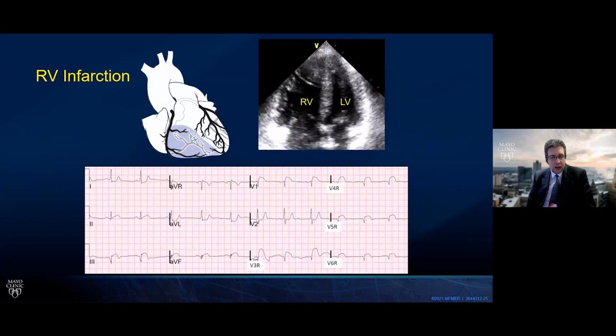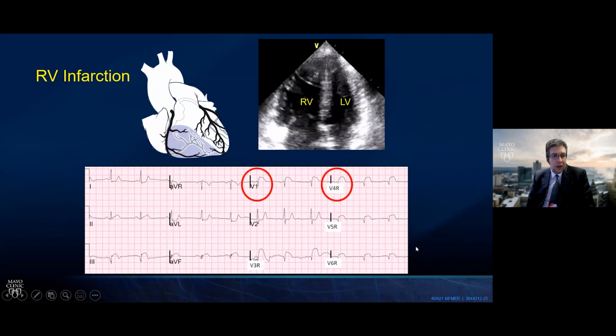What does that look like? Here we have an example of an RV infarct. You can see here circled ST elevations in V1, and then I've just had to relabel V4, V5, V6 as the R leads because this is being done in that distribution. So this had to be asked for to place the right-sided leads.